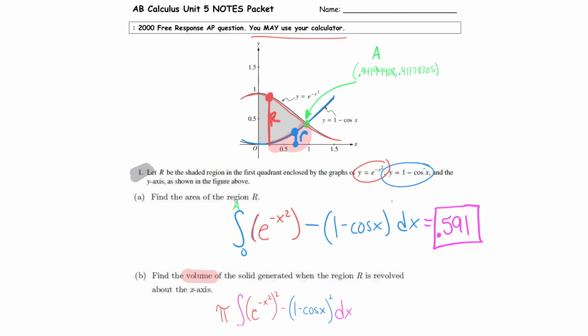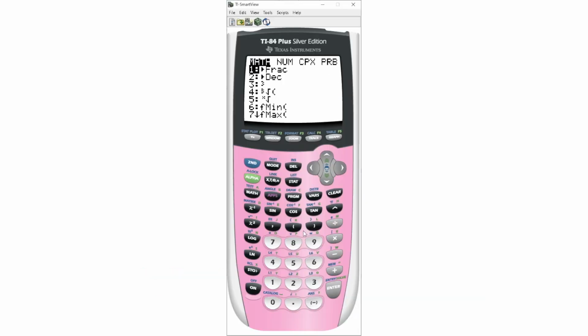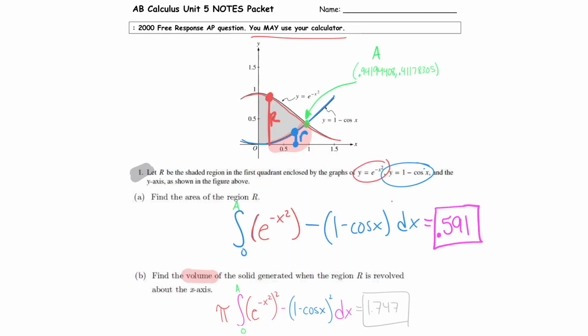The last thing we need before we can put this in our calculator is the boundaries. Again, our x values are going from 0 to that intersection point A that we found earlier. So now we can throw this in our calculator and find the value. We're going to type this integral in using y1 squared minus y2 squared, and that's going to help us make fewer typing errors as we put this in our calculators. And we got 1.747, so we can move on to part C.